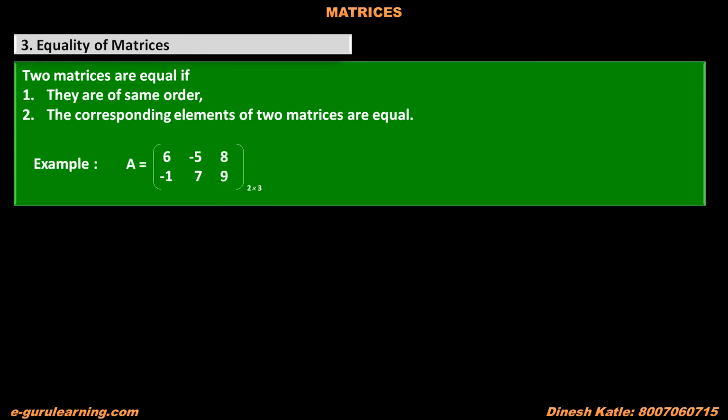Example, matrix A has 6 elements with order 2 into 3, in first row 6, minus 5, 8 and in second row minus 1, 7, 9. And matrix B has again 6 elements with same order 2 into 3 with elements in first row 6, minus 5, 8 and second row minus 1, 7, 9. Means corresponding elements of A and B are equal, also they have same order, then A is equal to B, means matrix A is equal to matrix B.